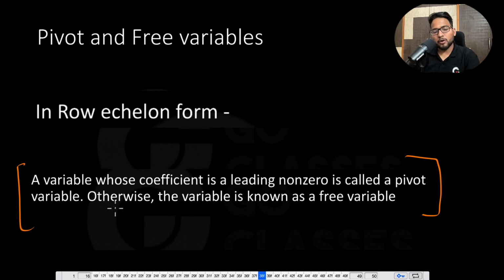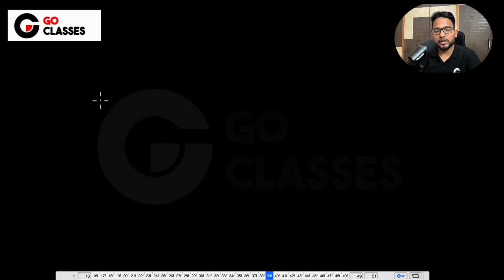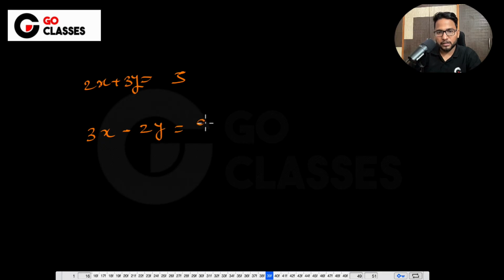Actually, whether you call it a variable or a column, both are the same. I will tell you why. Every variable represents a column in this Ax equal to b. Let me tell you what I mean by that. Let's suppose you are writing 2x plus 3y equal to 5, and then 3x minus 2y equal to 9, something like this.